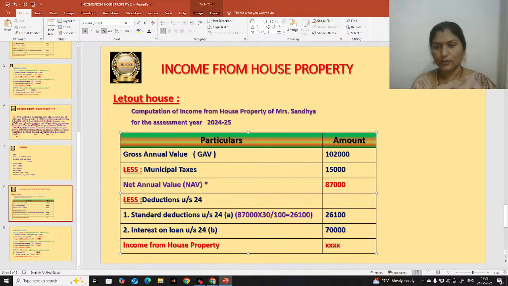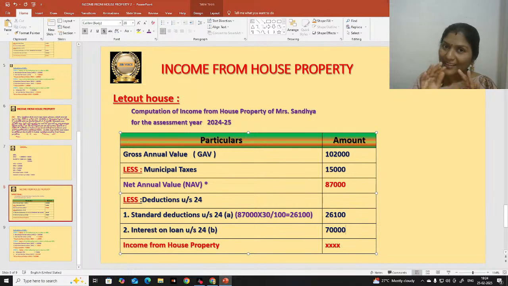So we took that also. That is 70,000. So we have 70,000 and 26,100. Two deductions are available here. So we are going to deduct those two deductions from NAV. But if you see these two deductions total, 26,100 plus 70,000, the total is 96,100. So deductions total is 96,100 and NAV amount is 87,000.